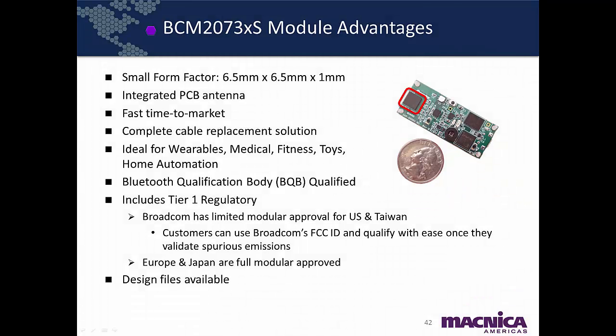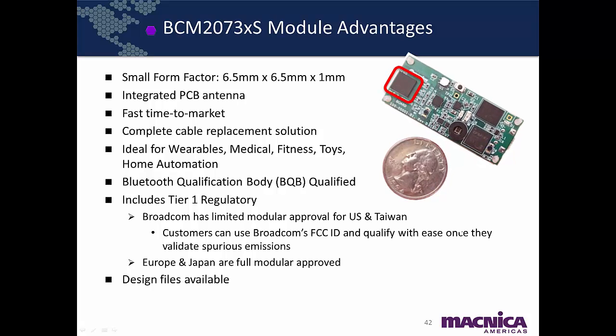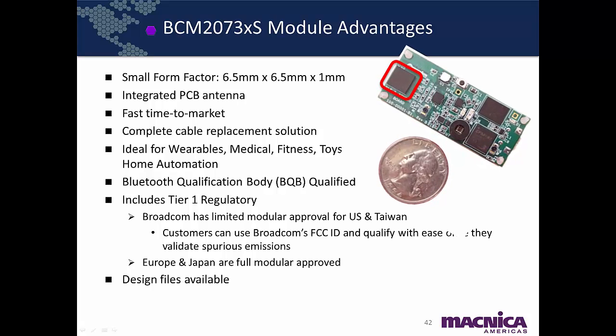So, what are the advantages of using the module over the chip? Well, they're very small, only 6.5 by 6.5 millimeters square and only 1 millimeter tall. They are Bluetooth Qualification Body Qualified, or BQB, with Tier 1 regulatory limited modular approval. This means you only need to validate host spurious emissions of your final product. You can use Broadcom's FCC ID and qualify in just a few hours.